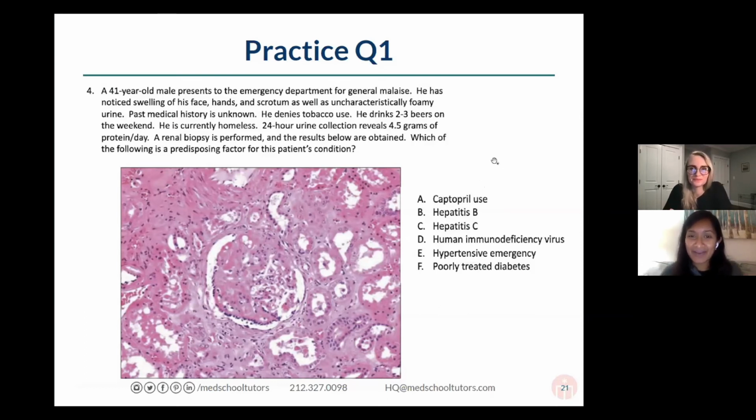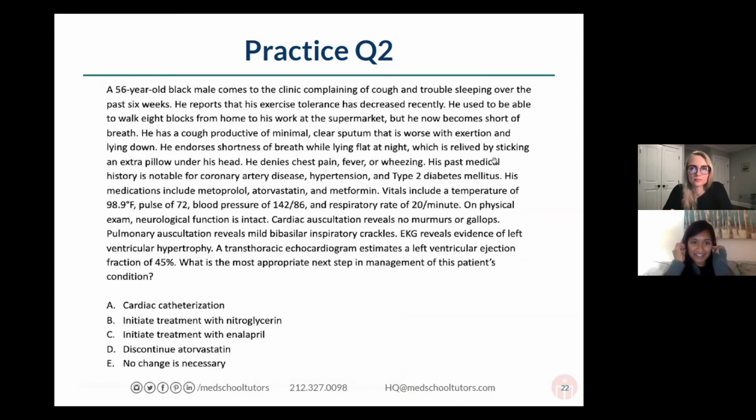All right, and with that, we'll take Taylor and have us go through question number 2. That was great. So let's try the similar thing for practice question number 2.